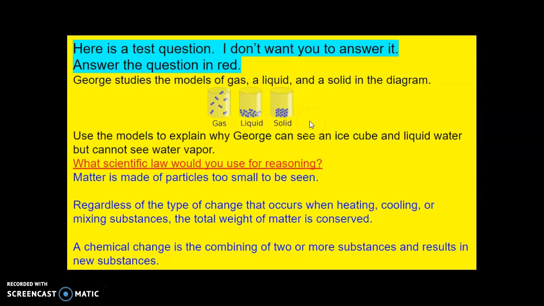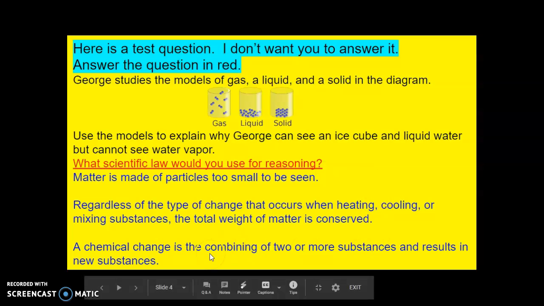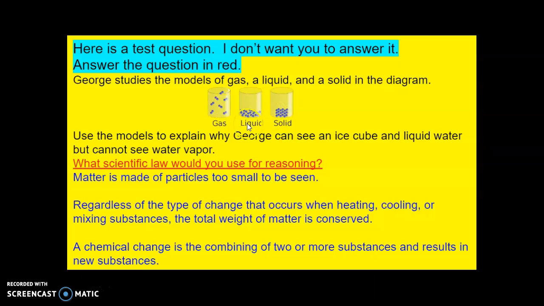So this question about George, would I use this first scientific law? Would I use the weight of matter is conserved law? Or would I use the chemical change law? Well, when we were working, I have a particle model of a solid, a liquid, and a gas. So I'm thinking that the scientific law that would be best would be matter is made of particles too small to be seen. So I think of the answer first.